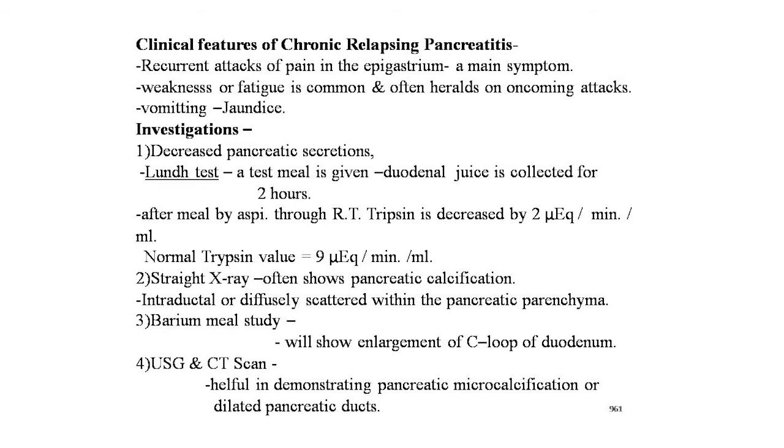Straight X-ray often shows pancreatic calcification, intraductal or diffusely scattered within the pancreatic parenchyma. Barium meal study will show enlargement of the C loop of the duodenum. USG and CT scan are helpful in demonstrating pancreatic microcalcification or dilated pancreatic ducts.